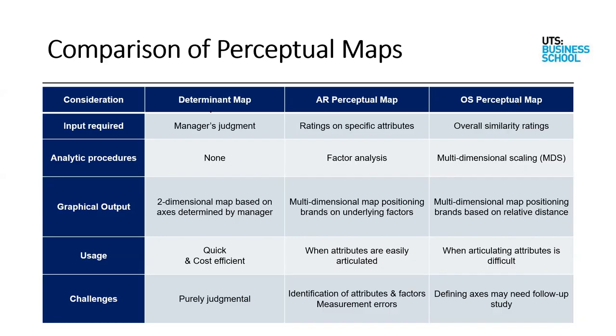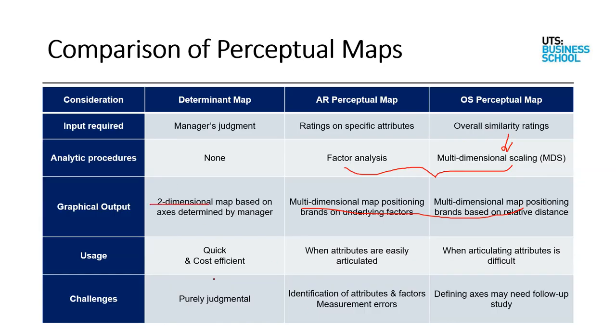Now, for this determinant map, it's a simple map and can be plotted on 2 dimensions, but the other 2 techniques require dimension reduction. That is, you use factor analysis or principal components analysis and multidimensional scaling for similarities, okay? And the graphical output, of course, are different types of maps. These are multidimensional maps in both the cases. This is a 2-dimensional map.